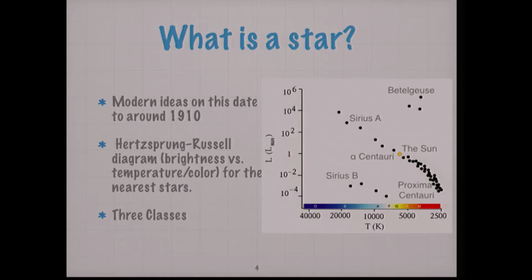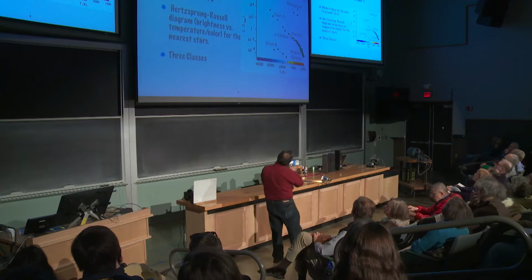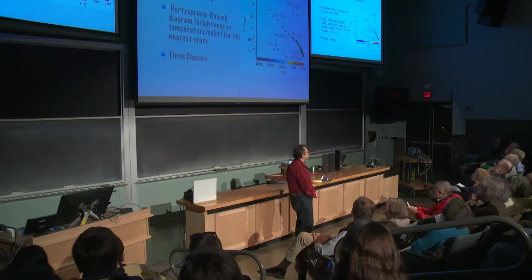So let me start by talking about what is a star, right? The modern ideas around this date to around 1910, when Hertzsprung and Russell made a diagram that is very famous. It's called the Hertzsprung-Russell diagram, HR diagram for short. They made on the y-axis, the vertical part, how bright the star is, and on the x-axis is the temperature of the star.